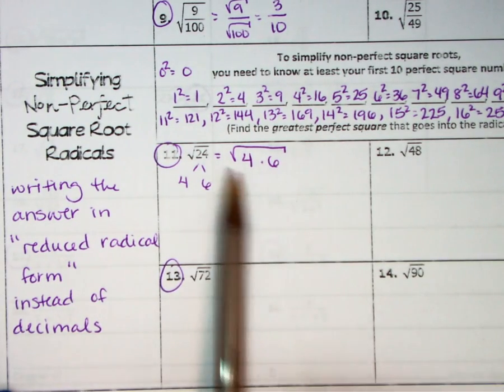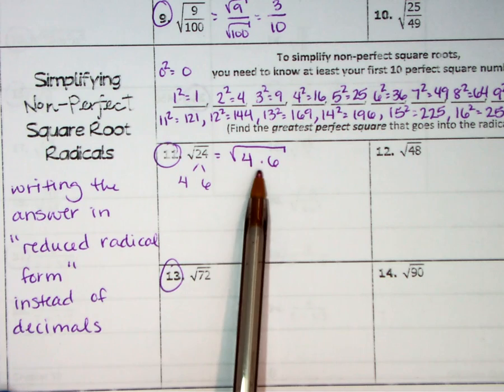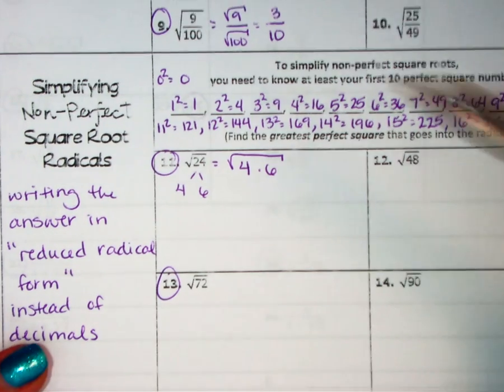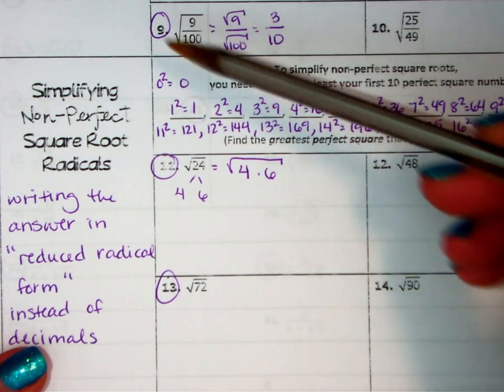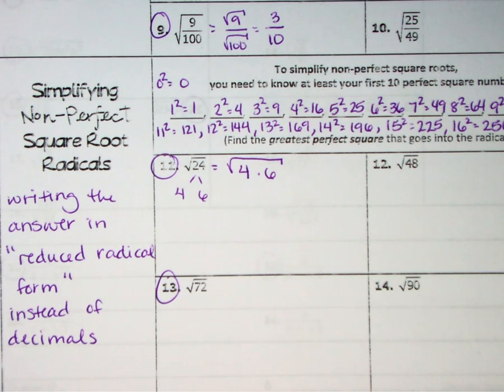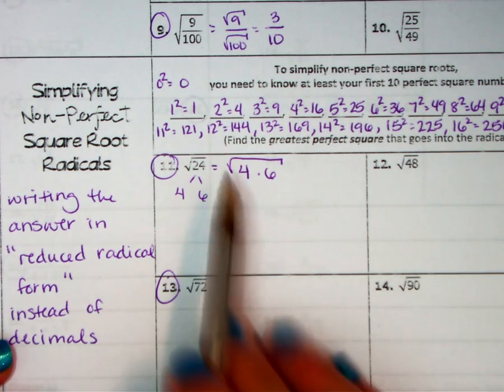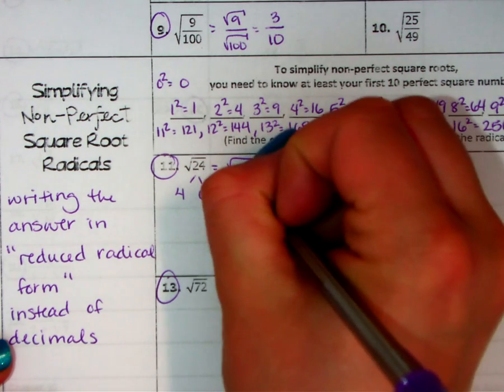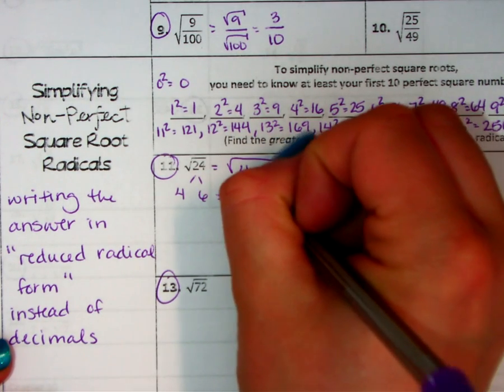Now, there's a rule with these roots and these radicals that if you have a multiplication under the root, you can separate it into two separate roots, the exact same way we did with these fractions, because after all, this fraction is just division. So when you have multiplication or division under a root, you can separate it into two separate roots, which means this can turn into the square root of 4 times the square root of 6.